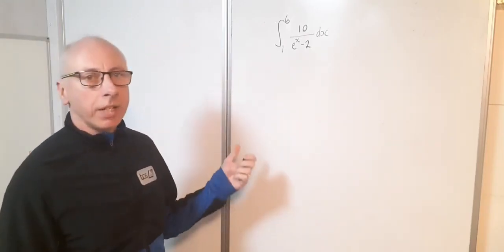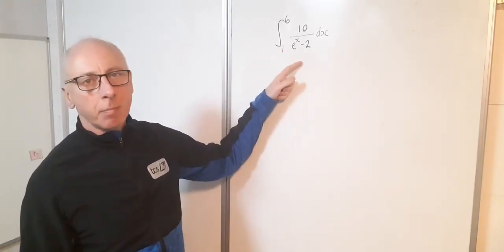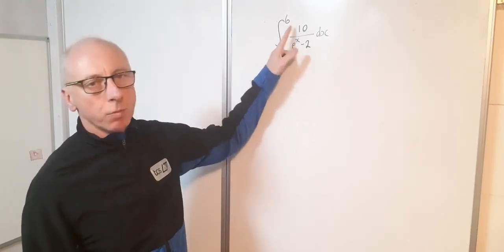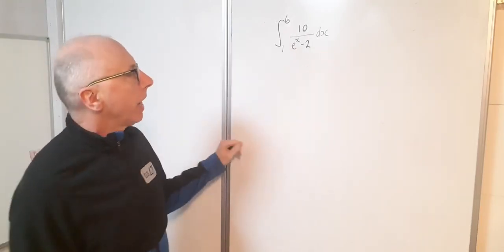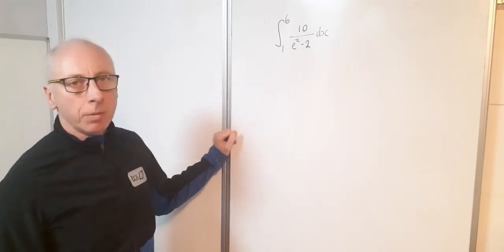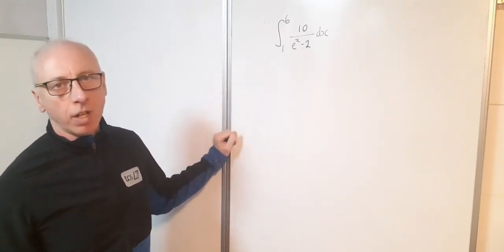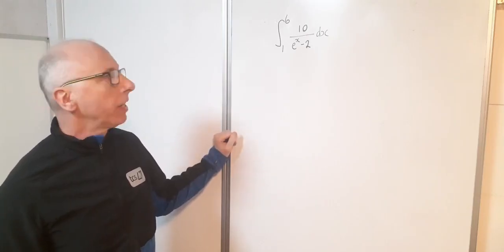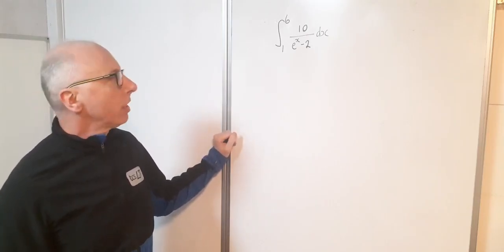So in this video I'm going to integrate 10 over e to the x minus 2 from 1 to 6 with regards to x. Now to get this integral there's more than one technique. I recommend you pause the video, have a go yourself, and I'd be interested in the method that you guys use to solve this integral.